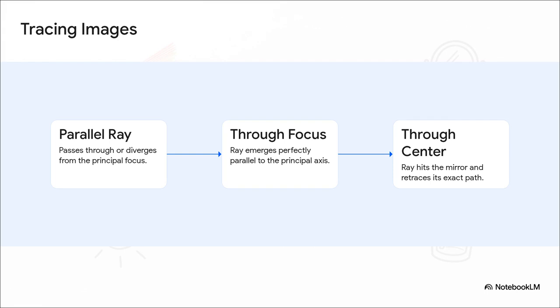Now, to figure out exactly what kind of image these spherical mirrors are going to create, we use 3 incredibly reliable rules for tracing light rays. Step 1. If a ray comes in parallel to the principal axis, it will always either pass through the focus or appear to diverge from it. Step 2 is literally just the reverse of that. If a ray passes through the focus on its way in, it bounces off perfectly parallel. And step 3, which is my favorite because it's so simple, if a ray is aimed directly at the center of curvature, it hits the mirror dead on and retraces its exact path straight backwards. Once you know these 3 rules, you can draw exactly where any image will form.